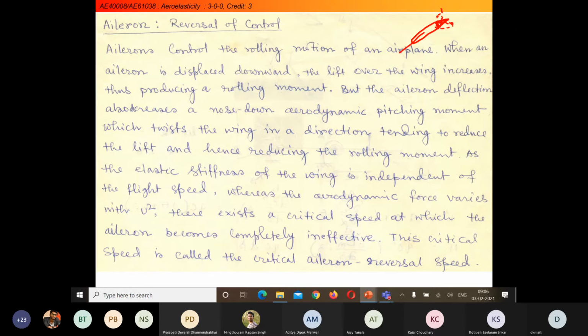But if the aircraft has reached a speed which we call the aileron reversal speed or control surface reversal speed, then whatever deflection the pilot is looking for, the control surface may not deflect in that direction. It may go in the opposite direction. That is called the control reversal speed.